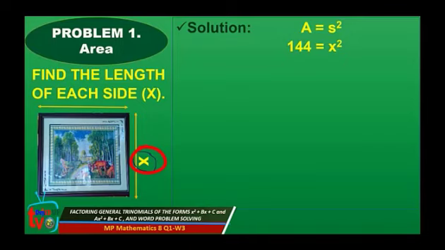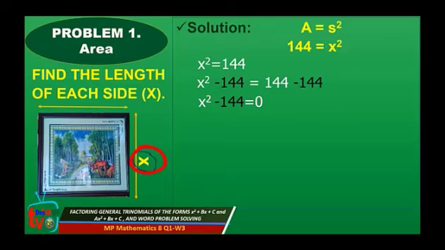We apply the symmetric property of equality. We interchange the location, so it becomes x squared is equal to 144. From this, we subtract 144 on both sides of the equation, so we have x squared minus 144 equals 0.